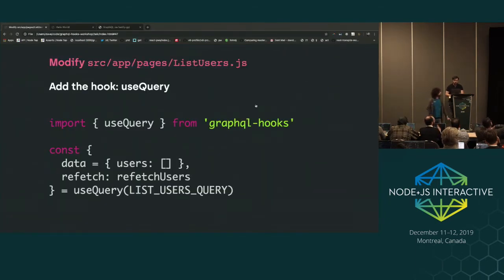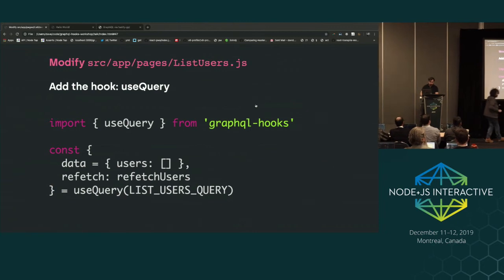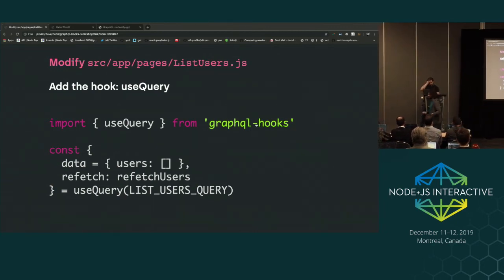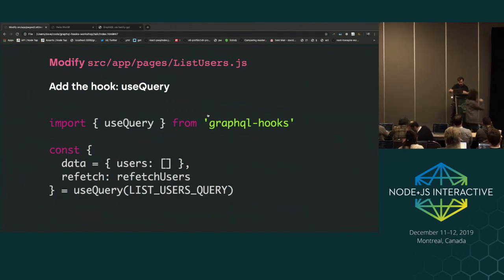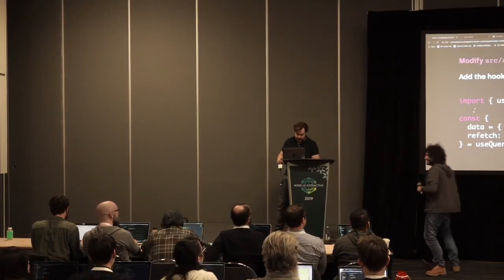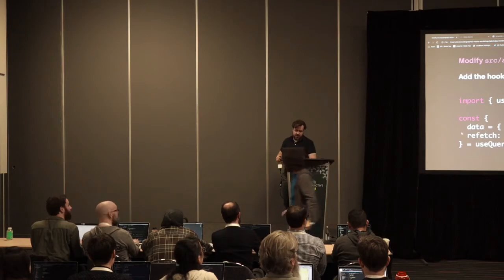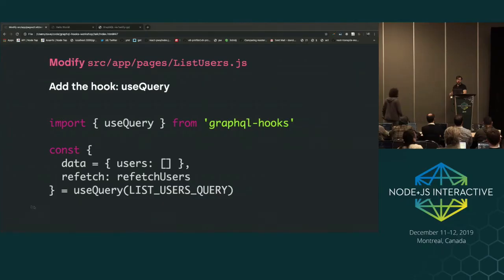So also in listusers.js, we're going to use the useQuery hook from GraphQL hooks. So here we're importing it, as my lovely assistant just helped to display. And then this piece here needs to be inside the actual component, because you can only use hooks inside of components, else it doesn't work.